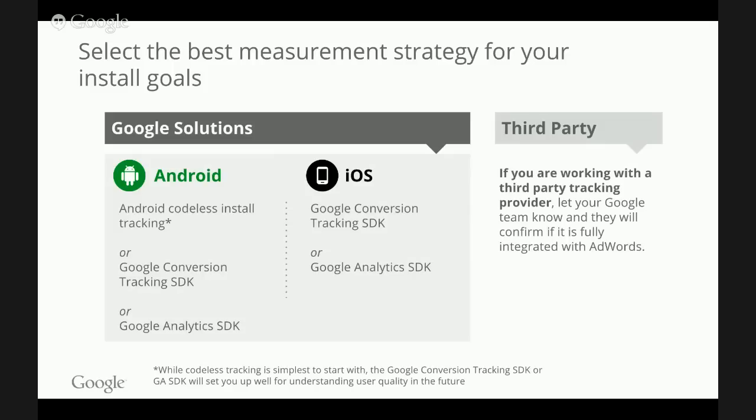For iOS, you have two options, Google Conversion Tracking SDK or Google Analytics SDK. Another option that applies to both platforms, Android and iOS, is third-party tracking. So if you're working with a third-party tracking provider or you're thinking of doing it, let your Google team know, and we are integrated with most of them, and we are very happy to help you on this.